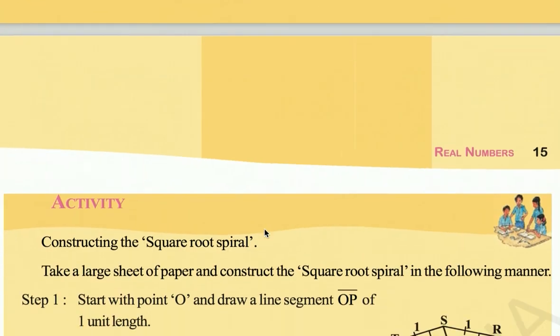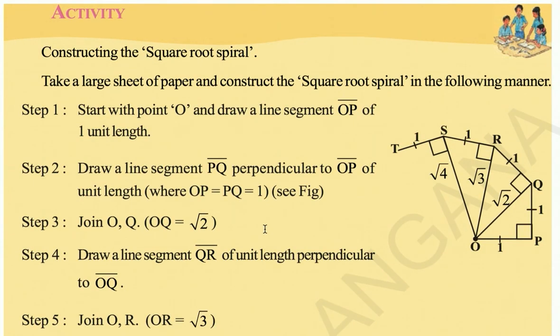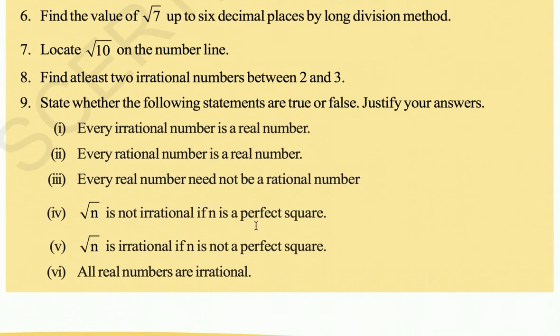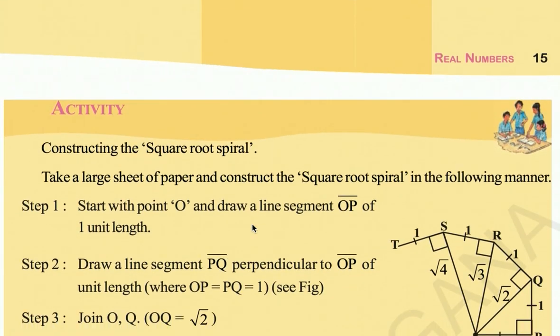Sixth one is false. Okay, activity: constructing a square root spiral. Okay, this is exercise 1.1, 1.2. We'll stop here at exercise 1.2. We'll continue the remaining in the next session.